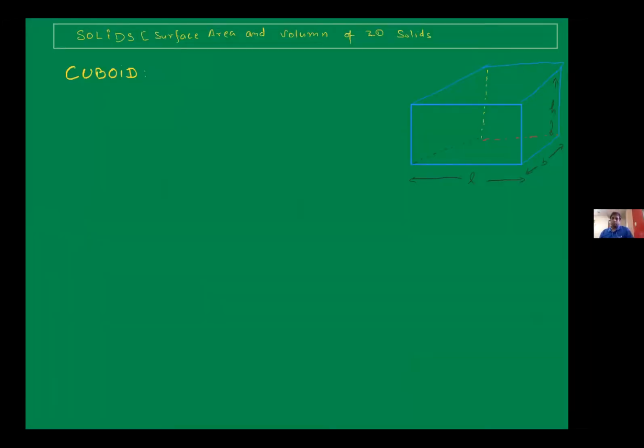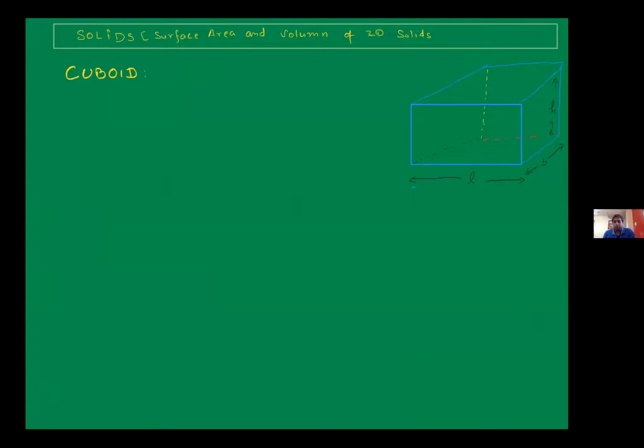Now we'll talk about the cuboid. What is a cuboid? A rectangular solid which has 6 faces, each of which is a rectangle. So all the faces are rectangles. I have drawn a diagram where the cuboid has 6 faces, and all the faces are rectangles. Now I have given the length of one rectangle as L, breadth as B, and height as H.